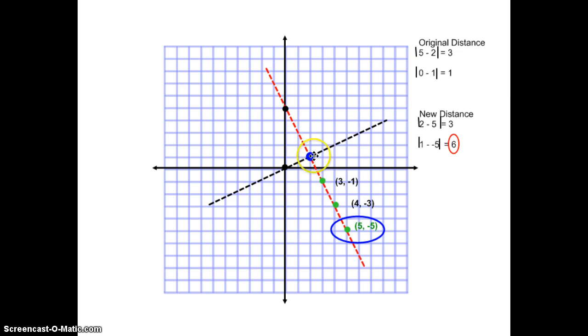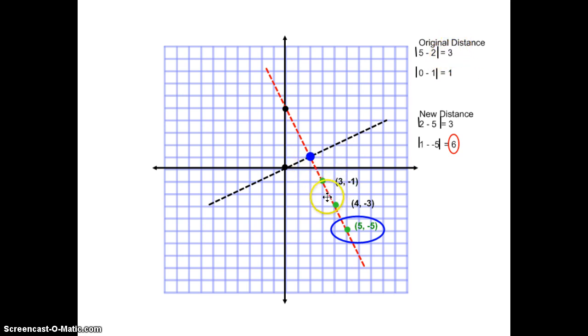So if we know that the center point is (2, 1), we need to find a point that could have the original distance from (5, 0) to (2, 1). And then we need to find a point on this line of symmetry that also has that distance. So if we do (5, 0) as our x and y, and (2, 1) as our a and b, we do x minus a, which is equal to 3, and 0 minus 1, the absolute value of that is equal to 1. So we know that our distance needs to be 3.